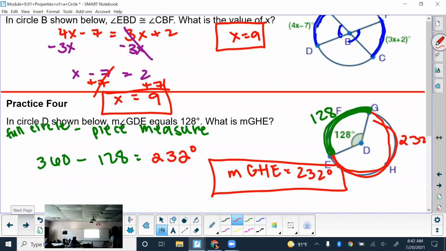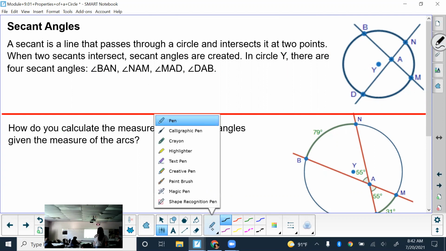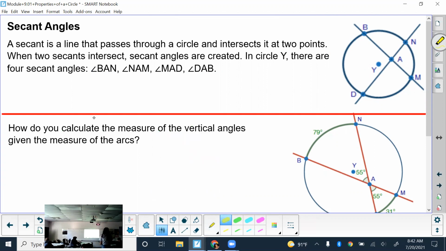All right, so moving along, I know this is a lot, we're just going to keep going. Let's talk about secant angles. We kind of touched on that in the beginning, but they are a line that passes through a circle and intersects it at 2 points. So it goes through a circle, that's the key part, and intersects it at 2 points.